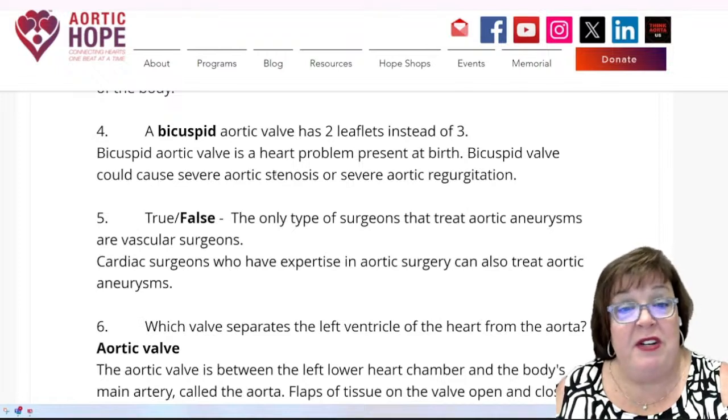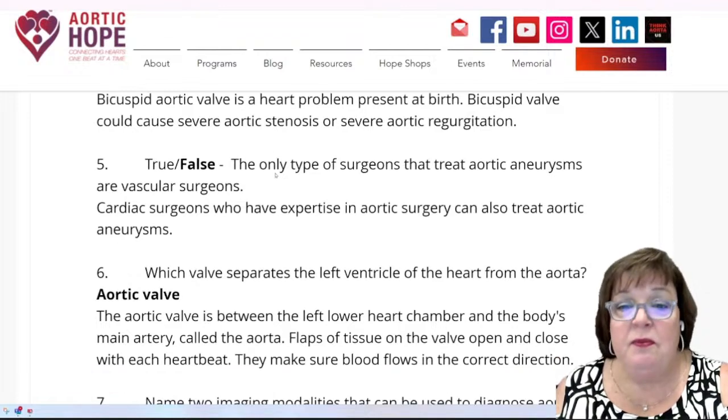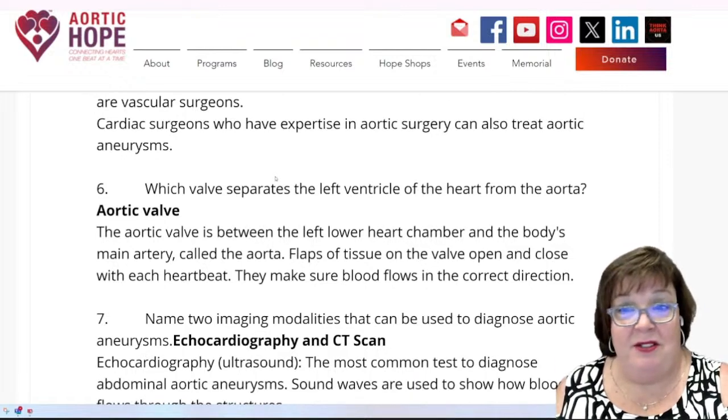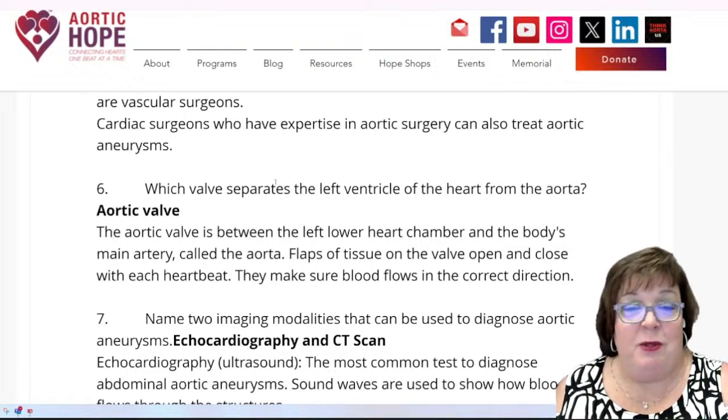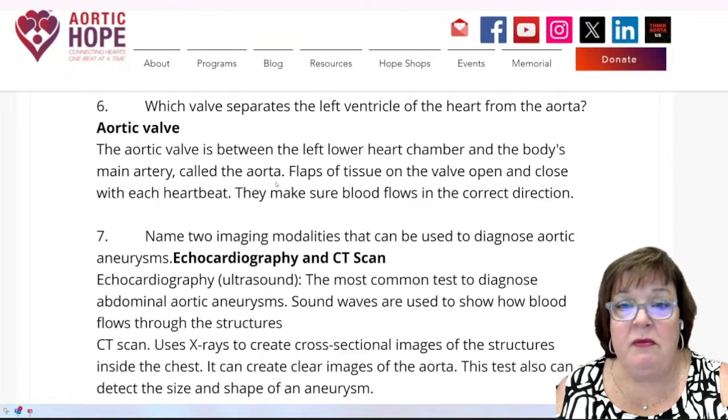Cardiac surgeons who have an expertise in aortic surgery can also treat aortic aneurysms. Which valve separates the left ventricle of the heart from the aorta? It's the aortic valve. I did not know that. The aortic valve is between the lower left heart chamber and the body's main artery called the aorta. Flaps of tissue on the valve open and close with each heartbeat. They make sure blood flows in the correct direction.